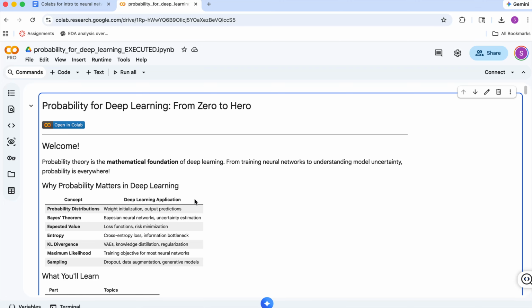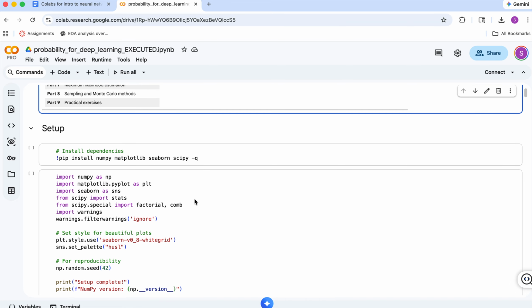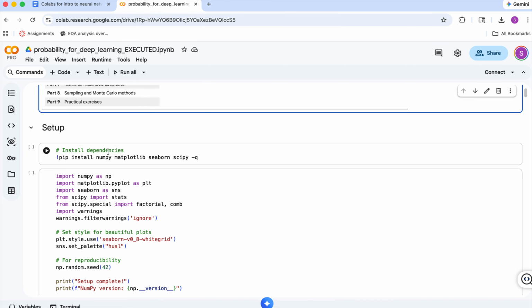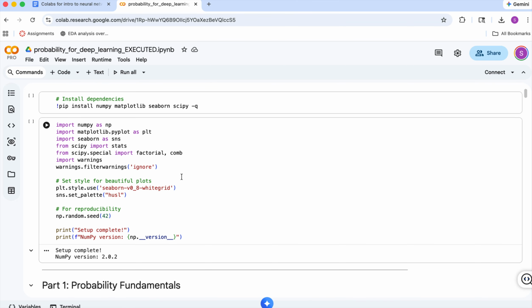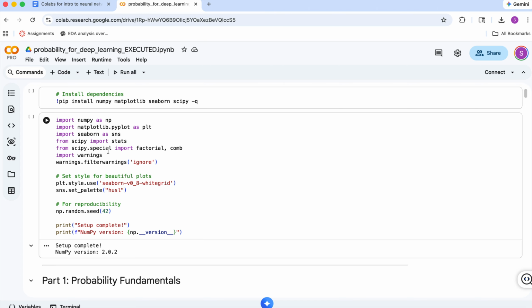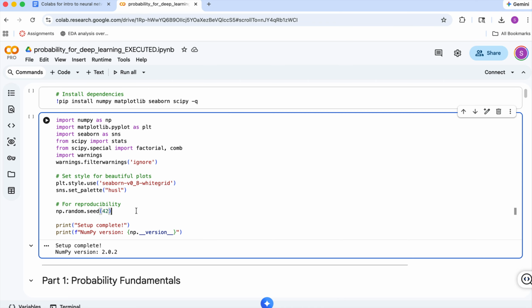In my previous demo video, we have seen the fundamentals of probability. Now I'll be giving a quick demo of probability for deep learning. In the first cell, just like before, I install all the dependencies. In the next cell, I import the libraries and the setups. I also set up a random seed of 42.